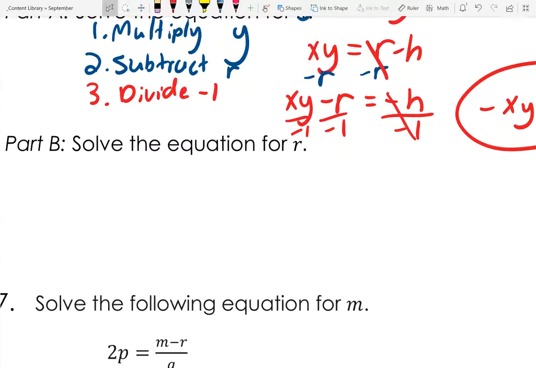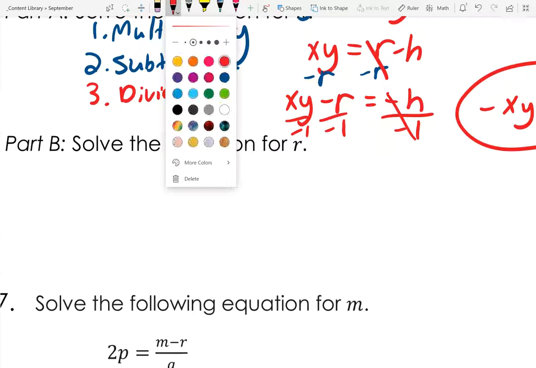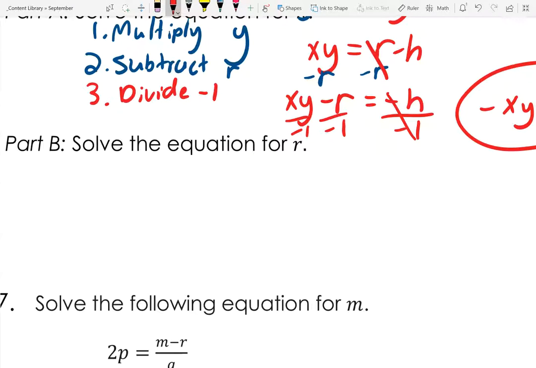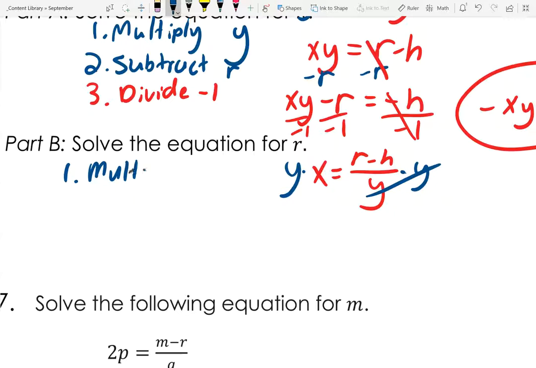Now part B, same equation. We have x equal to r minus h over y. But we're going to solve for r this time. So we need to get rid of y and we need to get rid of h. Just like last time, the first thing we're going to do is get rid of y. So we're going to multiply by y because it's the opposite and it'll cancel out. So step 1, multiply y.